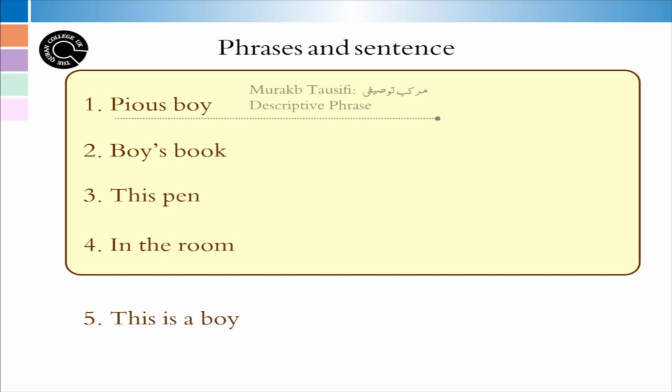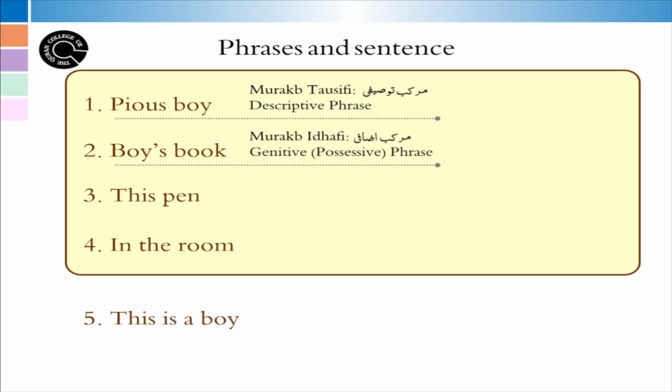This shows a relationship between the two nouns where one describes another, and we cover this in Murakkab Tawsifi or descriptive phrase. This sentence shows that one noun owns another. Therefore, there is an ownership or belonging relationship. We cover these phrases in a discussion of Murakkab Idafi or genitive phrase. In this third sentence, a noun is pointing toward another noun. This relationship is covered in Murakkab Ishari or demonstrative phrase.